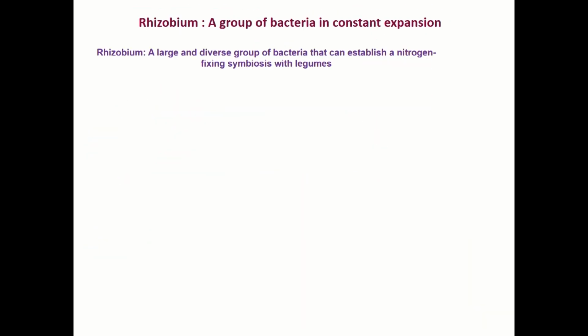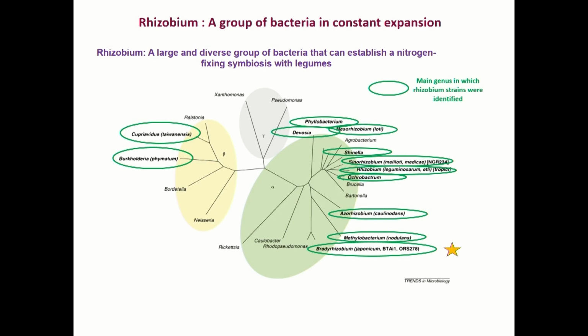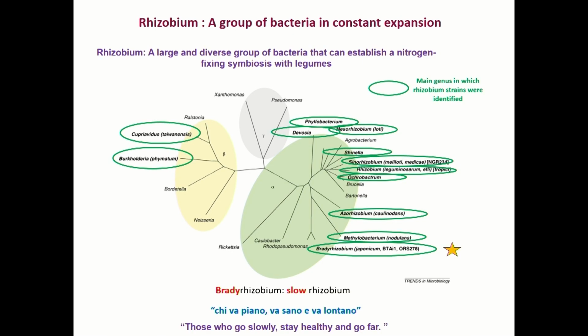The term rhizobium refers, in fact, to a very large and diverse group of bacteria that can form a nitrogen-fixing nodule with legumes. And among them, the Bradyrhizobium genus is the most common. Bradyrhizobium means slow rhizobium because these bacteria grow very slowly. But as the Italian proverb says, chi va piano va sano e va lontano, meaning those who go slowly stay healthy and go far. And it appears to be exactly the case for the Bradyrhizobium.